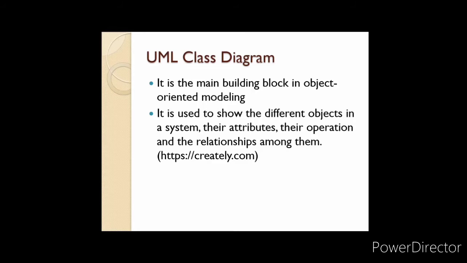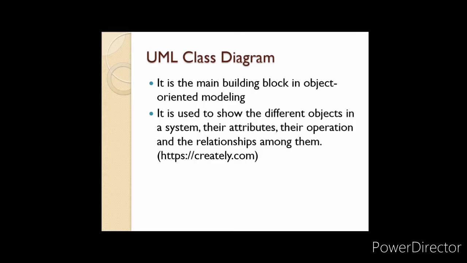A UML or Unified Modeling Language class diagram is the main building block in object-oriented modeling. It is used to show the different objects in a system, their attributes, which is also called the fields, the data, the properties, the characteristics, or the instance variables, their operation, also called the behavior or methods of an object, and the relationships among them. Relationships because in a certain system, there will be more than one object.